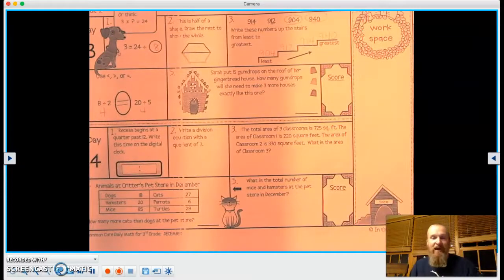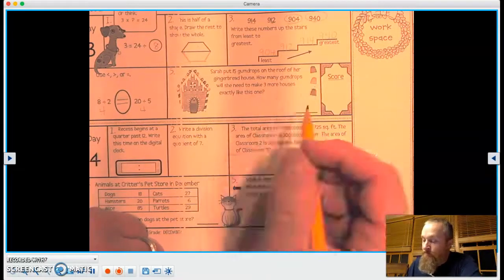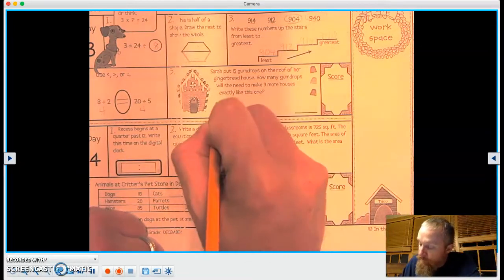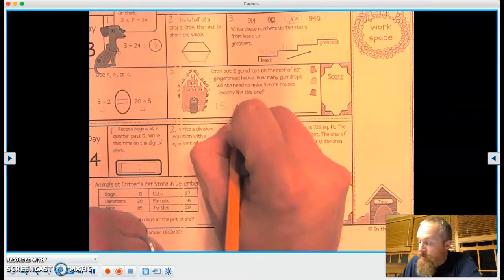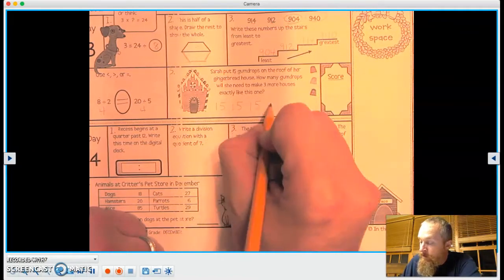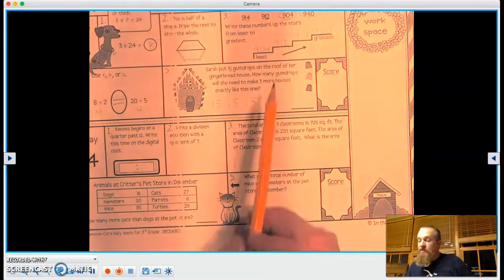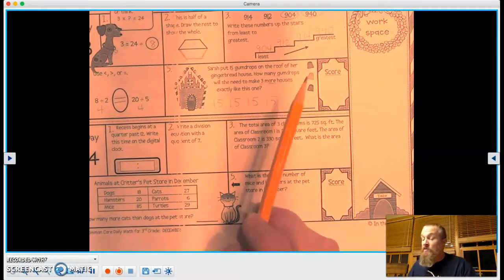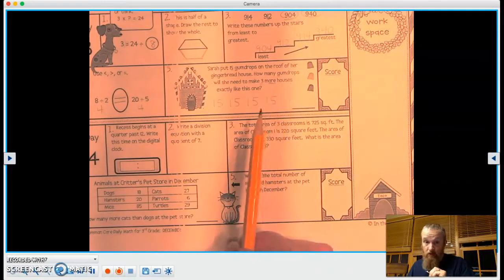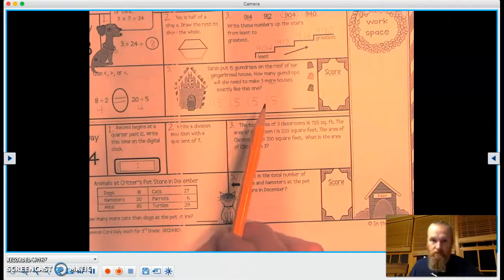Okay, number 5. Sarah put 15 gumdrops on the roof of her gingerbread house. How many gumdrops will she need to make 3 more houses exactly like this one? So if we need 15 gumdrops for one, and there's 15 for that one, and 15 for that one. So it says 3 more houses. So that'd be a total of 4, right? So how many total?